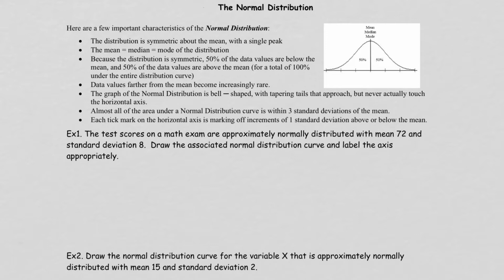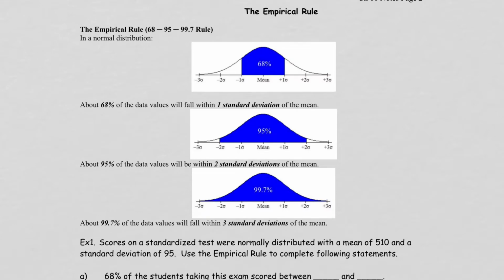And if we're looking at the next section, the empirical rule means that within the first standard deviation, you have 68% of data values that fall in that area. Between the second standard deviations, you have 95% of data values that fall in that area. And almost 100%, which is 99.7% of the data values, will fall between three standard deviations, right?